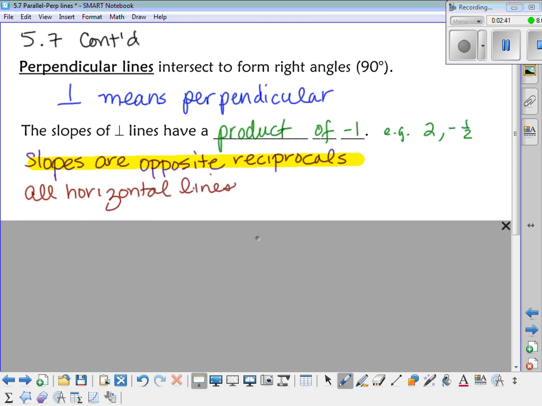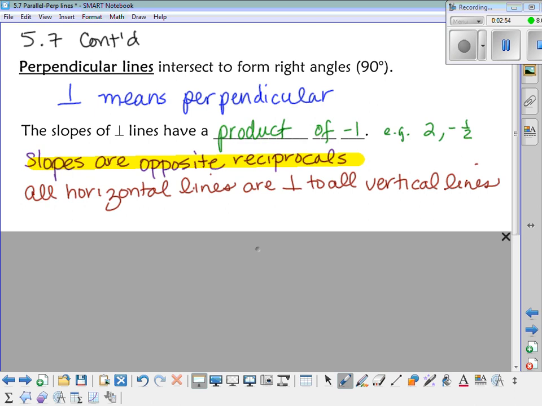Okay, so the other thing you need to know is that all horizontal lines are perpendicular to all vertical lines. And hopefully you remember a horizontal line has a slope of 0, so that would be y equal to a number. So for example, y equals 5. And vertical lines are undefined. That's where it's x equal a number. So for instance, x equals 3. So y equals 5 would be perpendicular to x equals 3. Any questions so far?